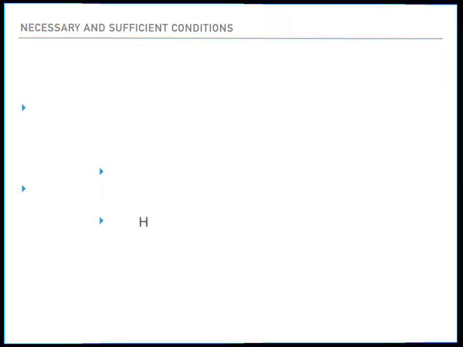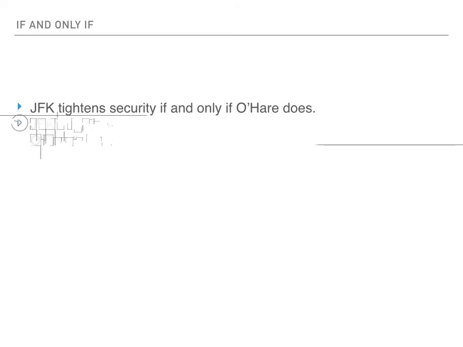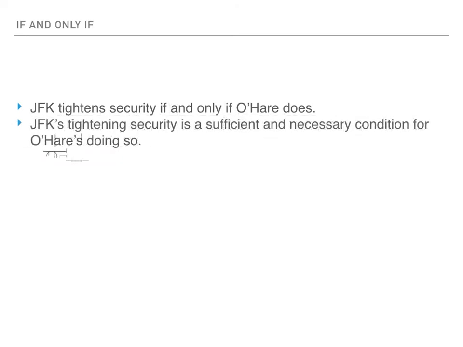But that now brings us to talking about "if and only if," which is now a third thing, a distinct thing from the words "if" and the words "only if." It's putting the two together. And we translate that using the triple bar. So if you say JFK tightens security if and only if O'Hare does, and you use the letter J for JFK tightens security, and the letter O for O'Hare tightens security, then that sentence is translated as J triple bar O. That's what the triple bar indicates: it's "if and only if."